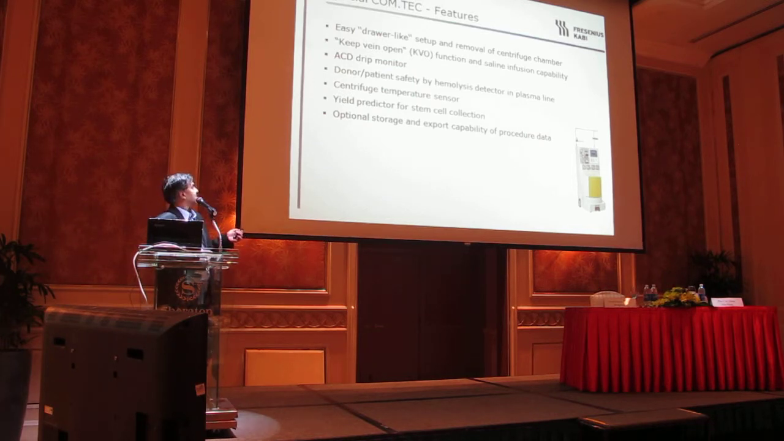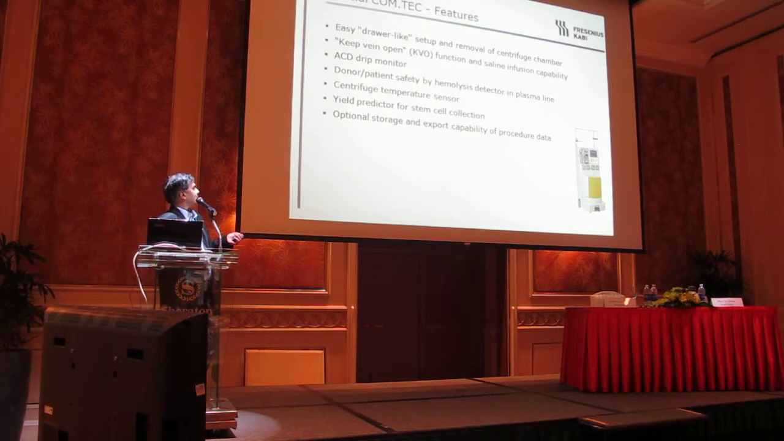ACD drip monitor is controlled. Then there is a hemolysis detector in the plasma line which will detect any hemolysis in the line. Centrifuge temperature sensor: the machine controls the temperature of the equipment because it's a very long procedure, about 4 to 5 hours. We need to maintain the temperature.